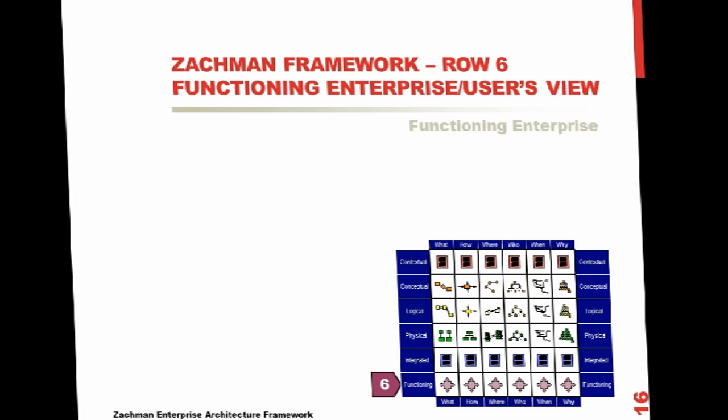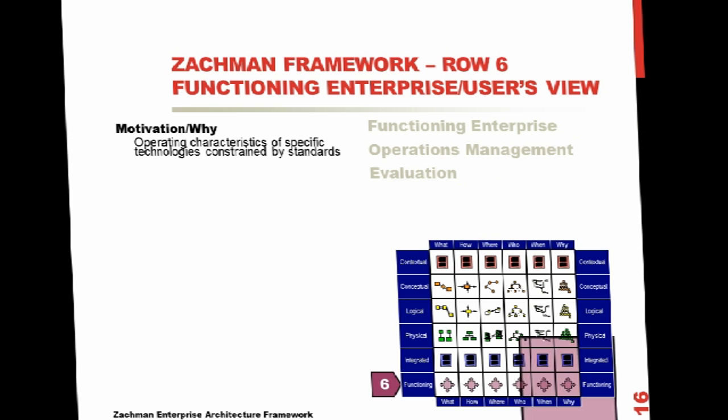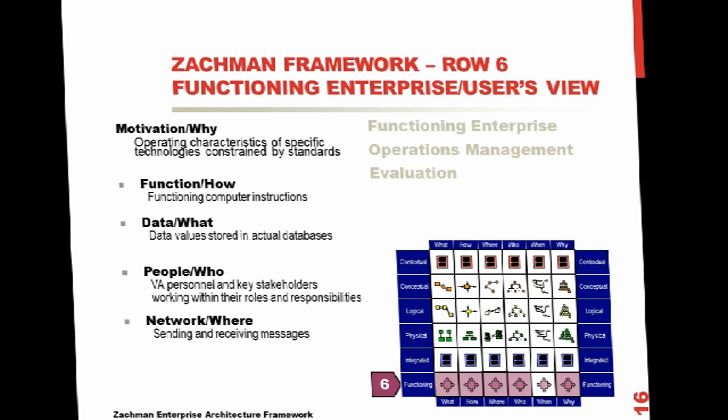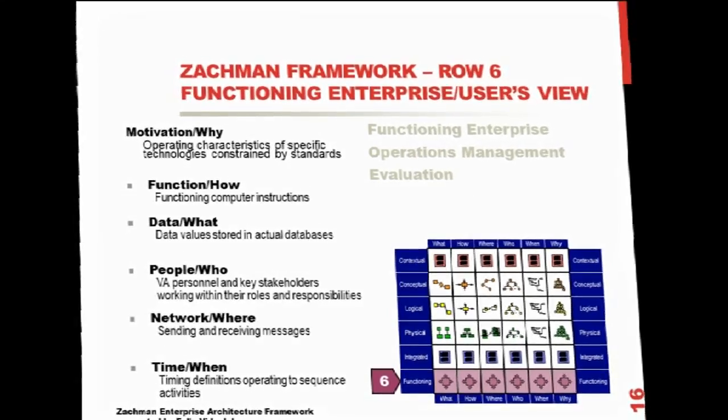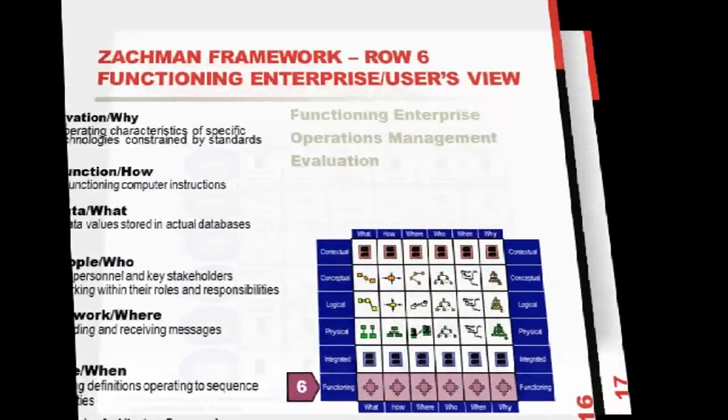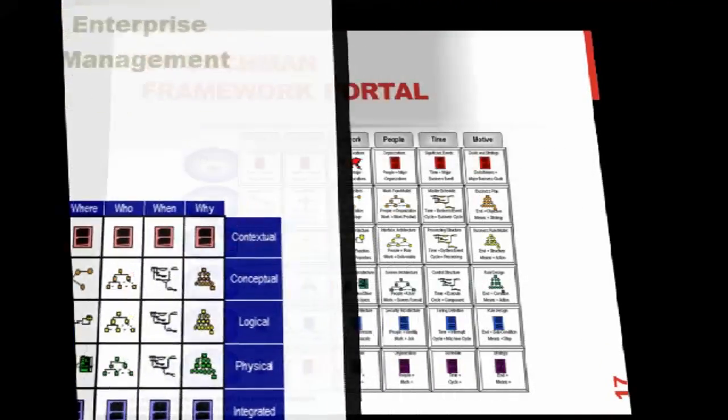Row 6, functioning enterprise. This is what we call most of the time the user view: functioning enterprise, operation management, evaluation, operating characteristics of specific technology constrained by standards, functioning computer instructions, data values stored in the actual database, and the personnel and stakeholders working within their roles and responsibilities without losing the scope of the network.